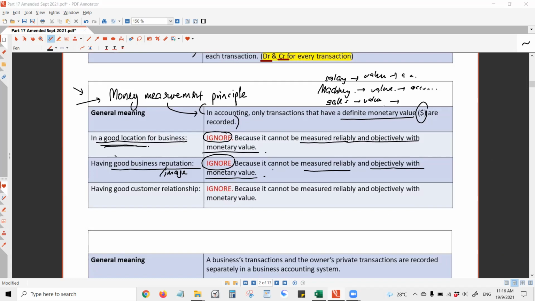Okay, now last one, having good customer relationship. Once again, can you measure the relationship with someone with dollar sign? Can you tell that your relationship with your parents is worth 10 million? Can you tell that your relationship with your brothers and sisters is worth 10 million? Of course cannot. Cannot measure relationship with dollar. Cannot measure relationship with money, right? So again, cannot measure such thing. So you ignore.